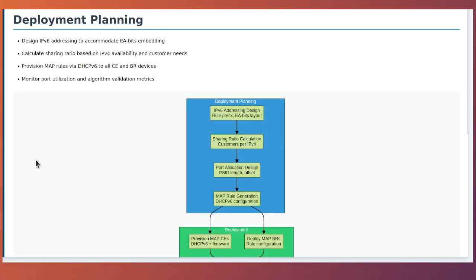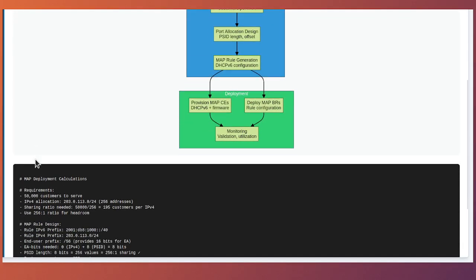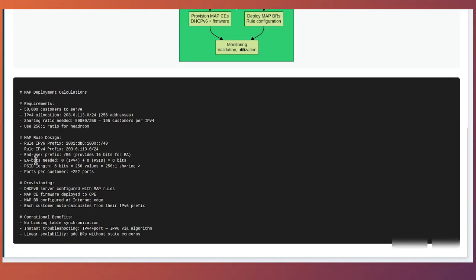Deployment and operations. Deploying MAP in a production environment requires careful planning of the addressing scheme and MAP rule parameters.